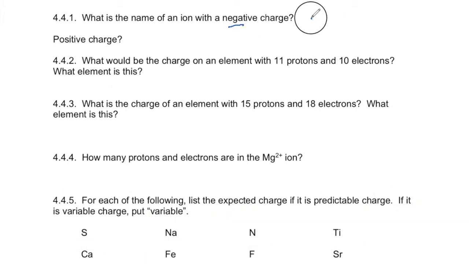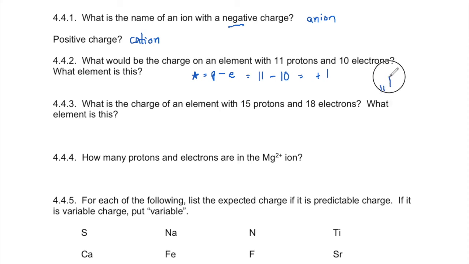So an ion that is negatively charged is called an anion. With a positive charge, it's called a cation. And remember, the charge is the number of protons minus the number of electrons. So in this particular example, we have 11 protons, 10 electrons, so the charge is a +1. And something with 11 protons is a sodium atom. So this would be a sodium atom with a +1 charge. We don't really know the isotope because we don't know how many neutrons are there, but it would be a sodium ion with a +1 charge. So we could just write it like this.